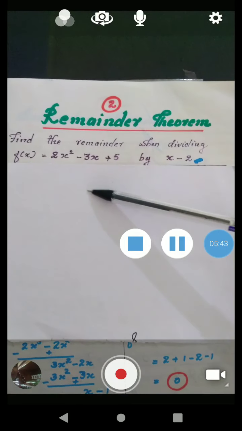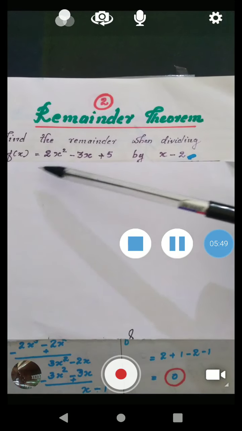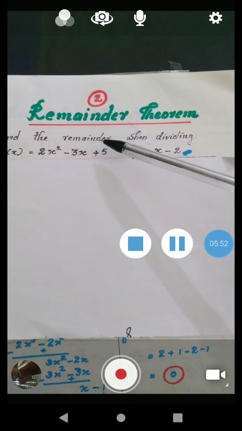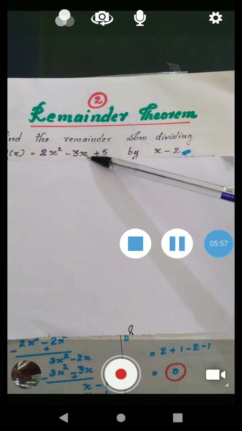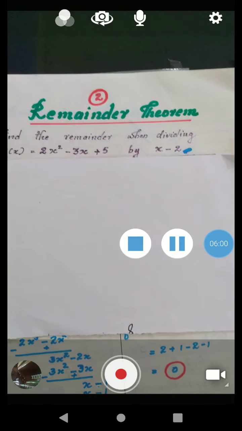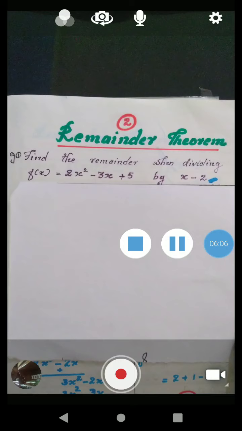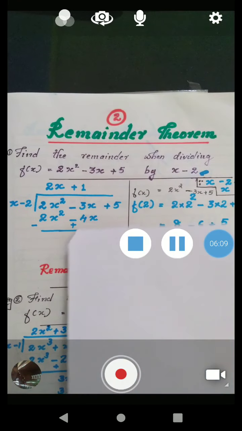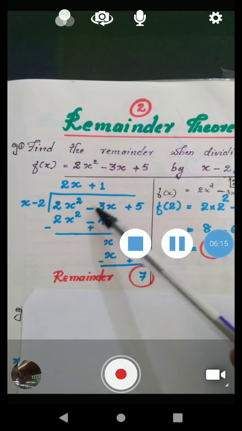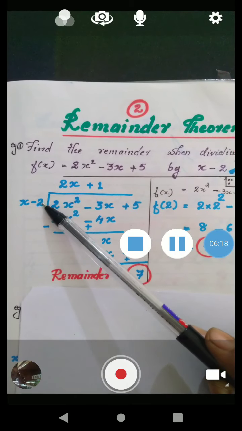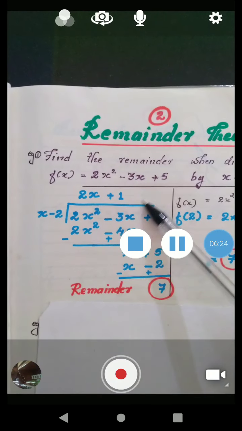Now we can write f of x, give it the name. Let it be f of x. f of x is equal to 2x square minus 3x plus 5 divided by x minus 2. This is the dividend, and this is the divisor. Now, by long division, we can divide 2x square minus 3x plus 5 by x minus 2. Do you remember the process of division?